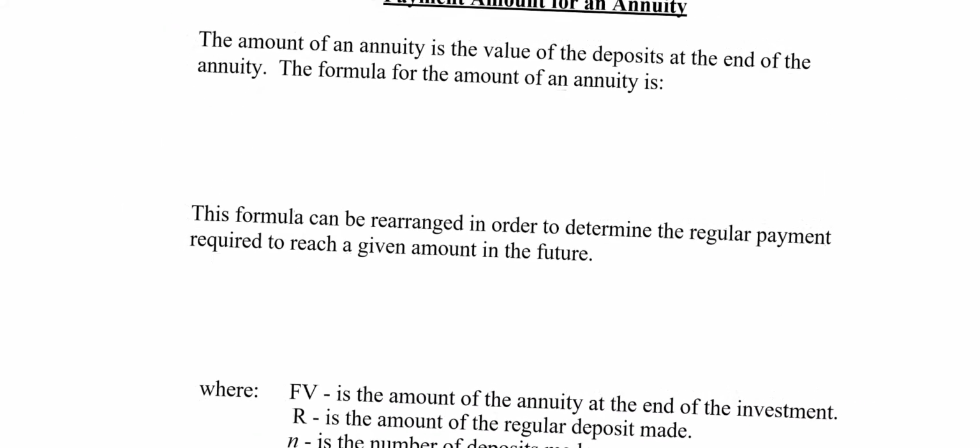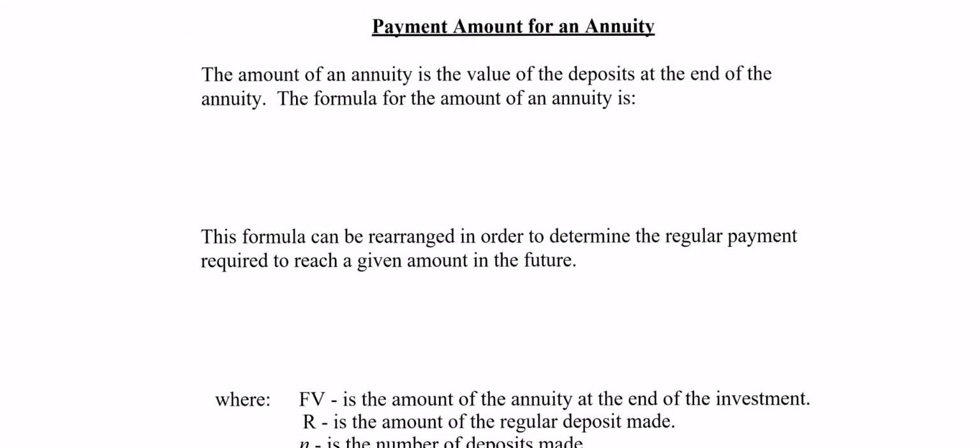So today, we're going to take a look at the payment of an annuity. Basically, let's take a look at the amount of an annuity that we had before. So with the amount of annuity, we had this: A is equal to R bracket 1 plus I to the n minus 1 divided by I.